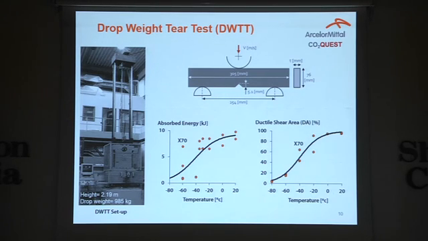Because the dimensions of Charpy tests are limited, but for drop tear tests, we can increase the thickness of the pipe to the real pipe that we use in reality. As you can see here, it's again the same concept: there's a height, we drop a weight, just transferring potential energy to kinetic energy and measuring how much energy can be absorbed by our material.